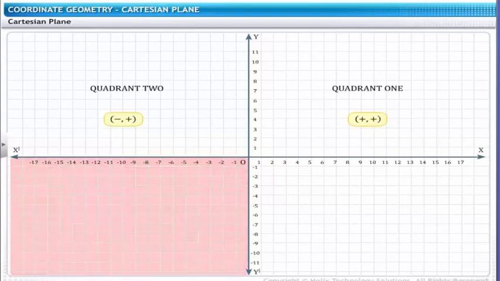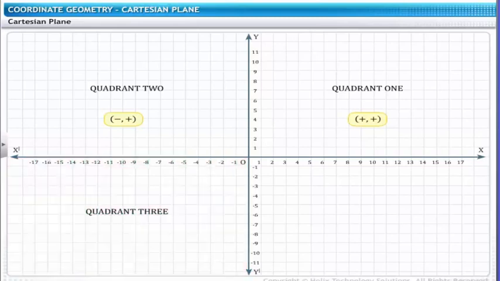X dash or Y dash is called quadrant 3. In this quadrant, X coordinates as well as Y coordinates have negative values. Thus, this quadrant is of the type minus, comma, minus.